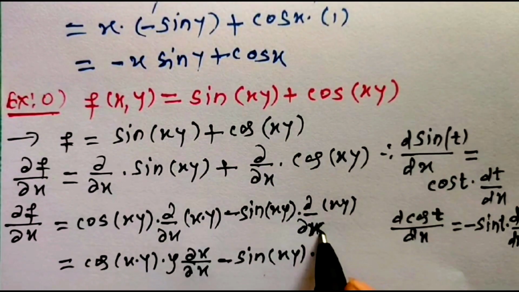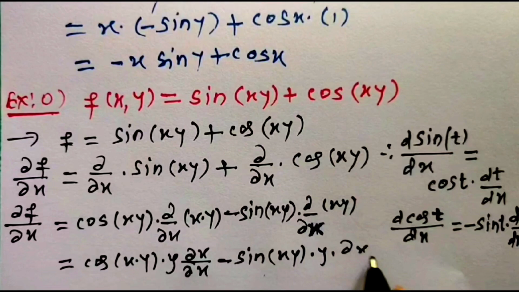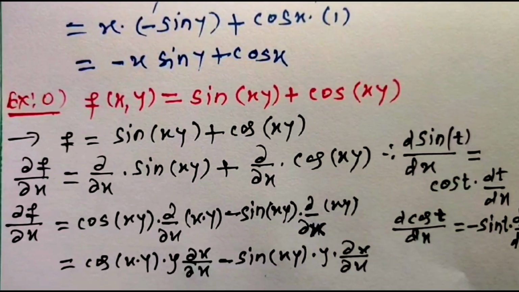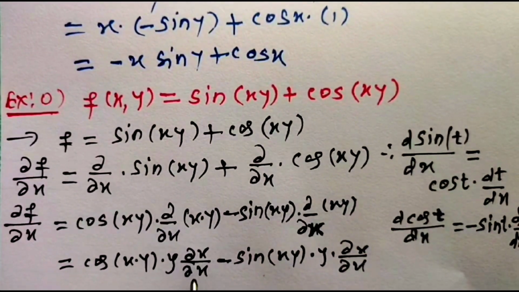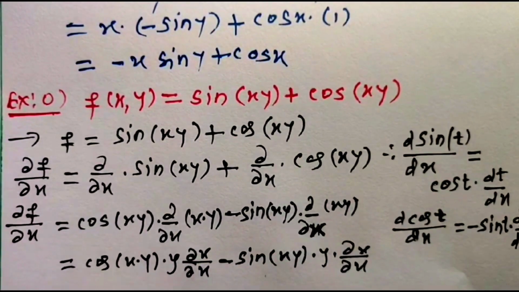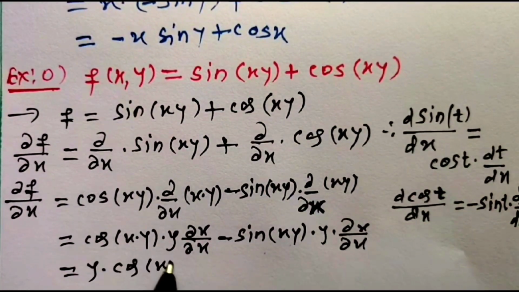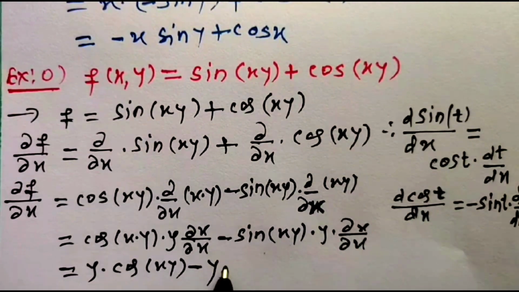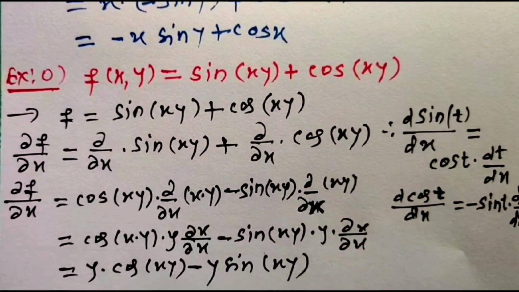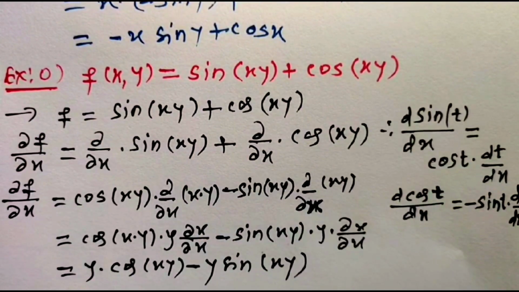Here also y is a constant coefficient, y into the partial derivative of x with respect to x, and the partial derivative of x with respect to x is 1. This becomes 1, this becomes 1. So this is equal to y into cos of xy minus y into sin of xy. This is the partial derivative of f with respect to x.